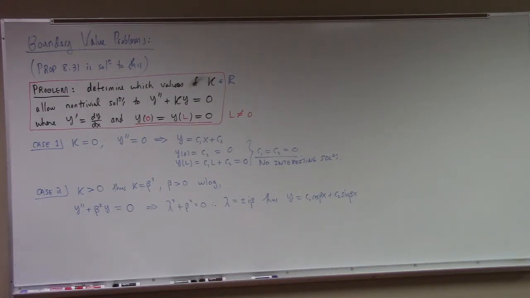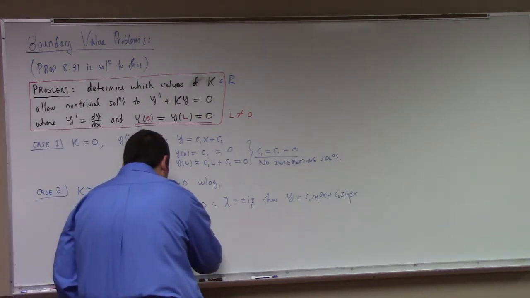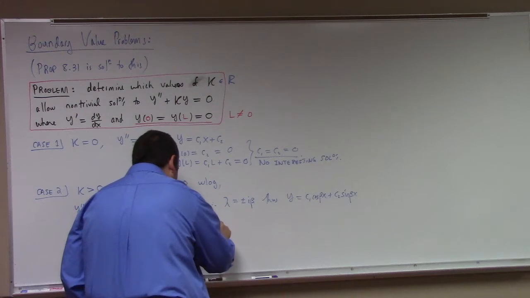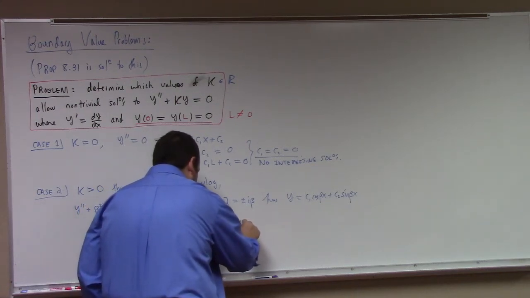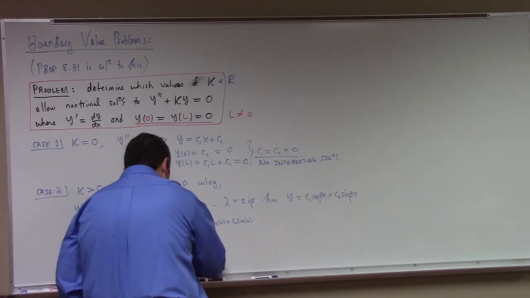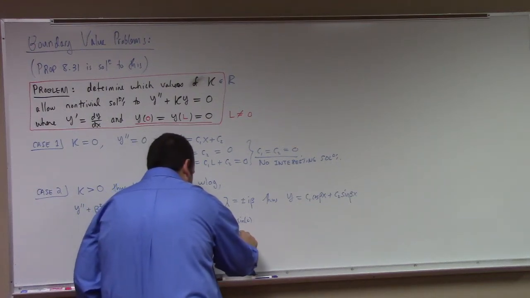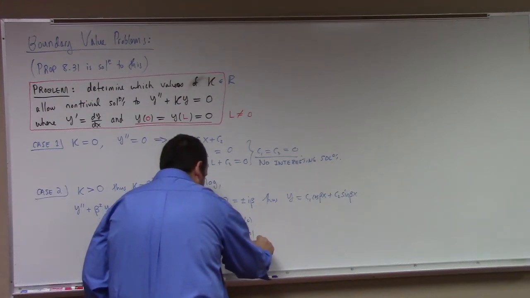And so we plug in the boundary values. What do we get? y of 0 is c1 cosine of 0 plus c2 sine of 0, right? y of L is c1 cosine of beta times L plus c2 sine of beta times L. What's that tell us?